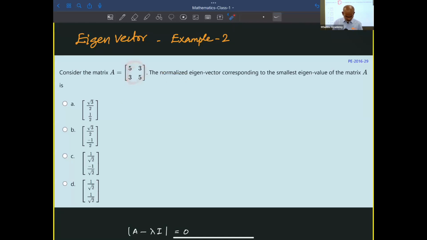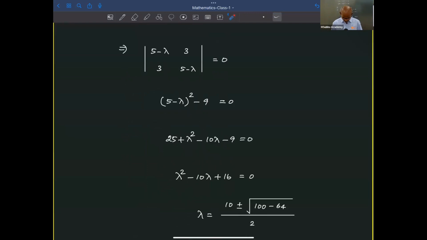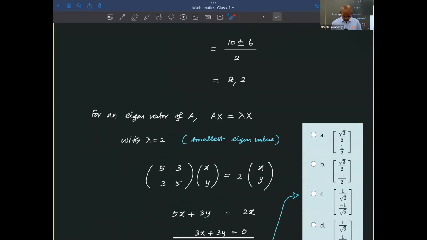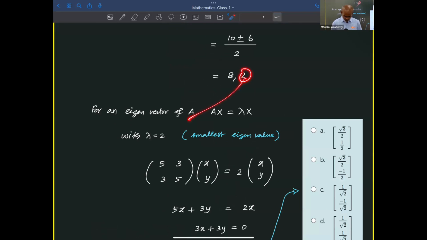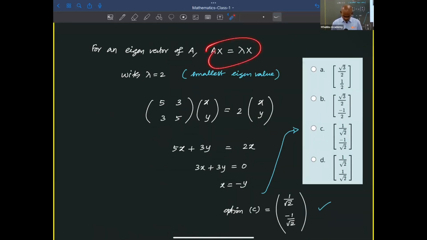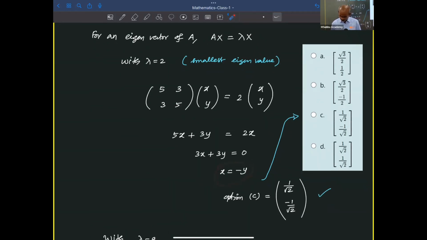Simply, what you have to do is get the eigenvalues, and for the smallest eigenvalue, find the corresponding eigenvector. So A minus lambda I, from that we have a quadratic and we have these eigenvalues. So for the smallest one, for lambda equal to 2, let us get the eigenvector. So AX equal to lambda X. We have this relation, X equal to minus Y. So this is coming.